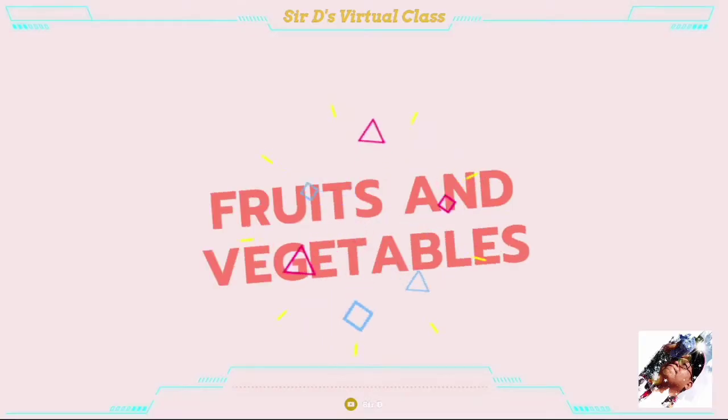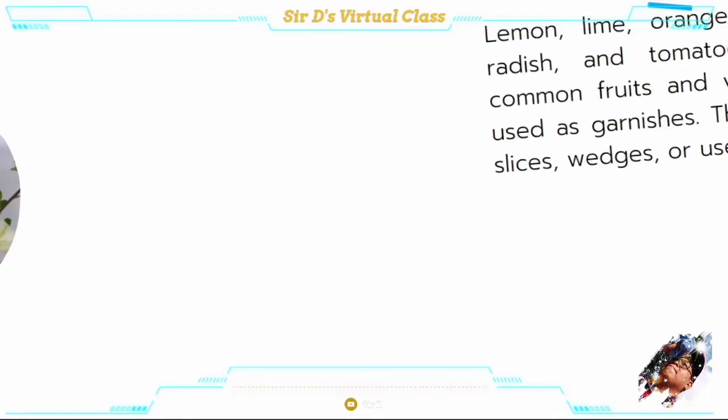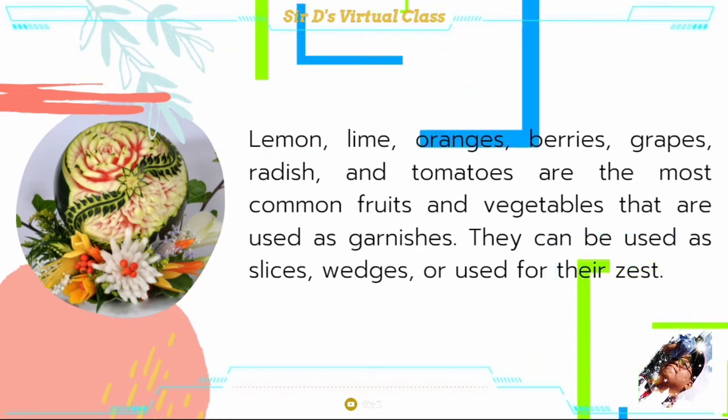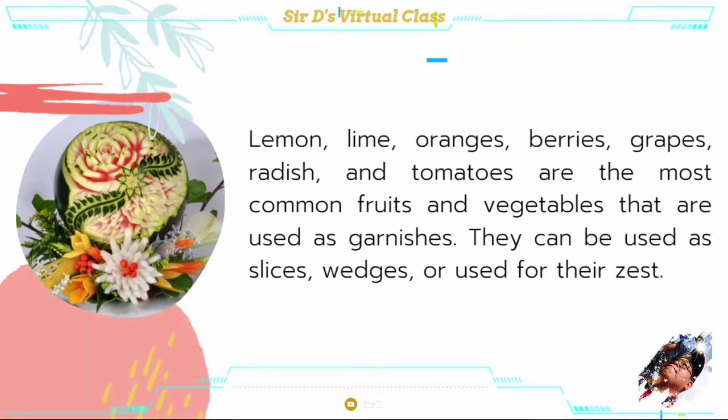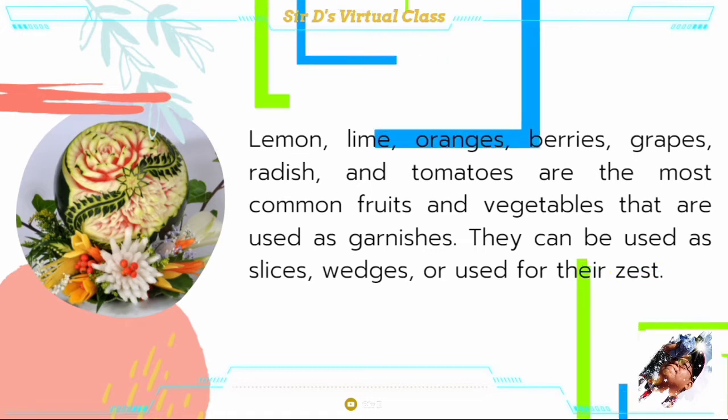So let's move forward to the fruits and vegetables. Lemon, lime, oranges, berries, grapes, radish, and tomatoes are the most common fruits and vegetables that are used as garnish. They can be used as slices, wedges, or used for their zest that can be used to accentuate our dish and even the tables as part of a centerpiece.